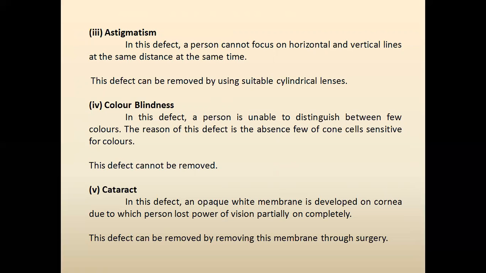Another is color blindness, and this defect cannot be removed. In this defect, the person is unable to distinguish between a few colors. And a most common defect is cataract. In this defect, an opaque white membrane develops on the cornea due to which a person loses power of vision partially or completely. So this defect can be removed by removing the membrane through surgery.